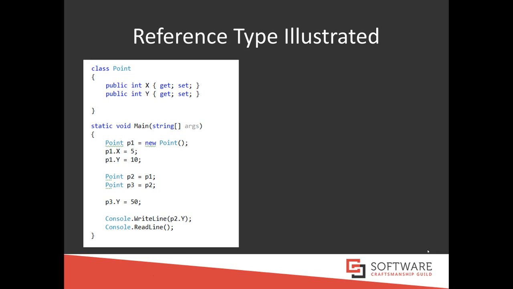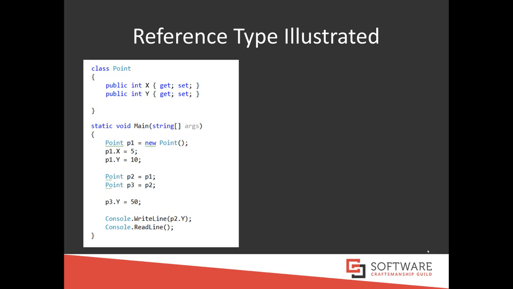Then I'm going to declare another point variable, P2, and I'm going to assign it to P1. Then I'm going to create a point P3 and assign it to P2. Then I'm going to set P3's y-coordinate to 50, and after that I'm going to print out P2's y-coordinate. And again, what do you think is going to print? I get a lot of people that say 0 or 10, and they're both wrong.